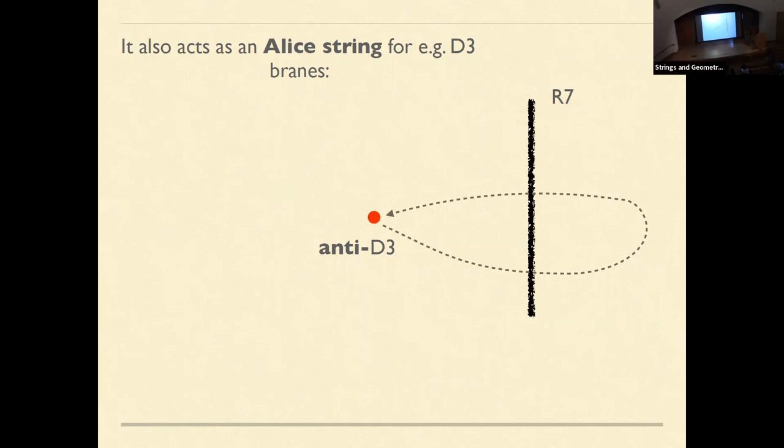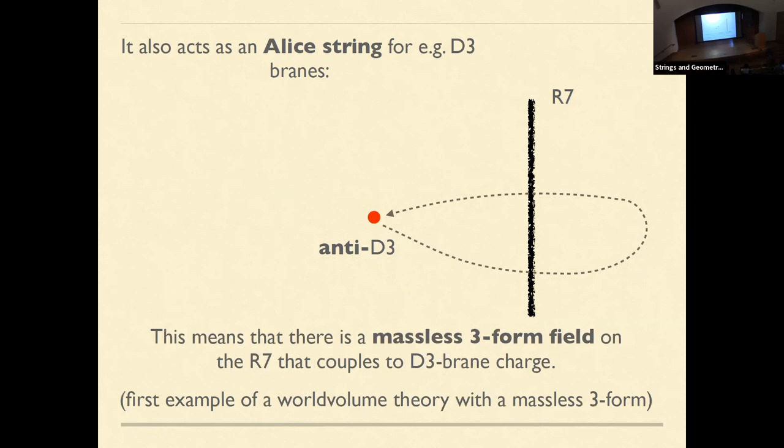So it gets back to an anti-D3 brane, simply because the C4 flips under the action of the symmetry that this thing is a defect for. And what that means is that you can take an anti-D3 and try to lasso it around the R7 brane.